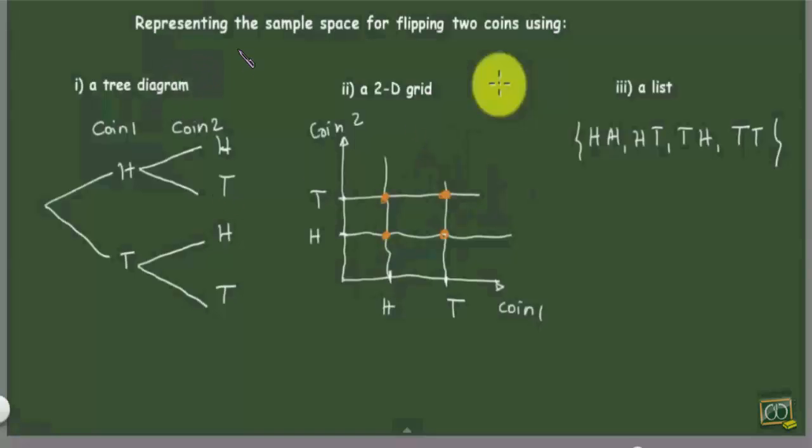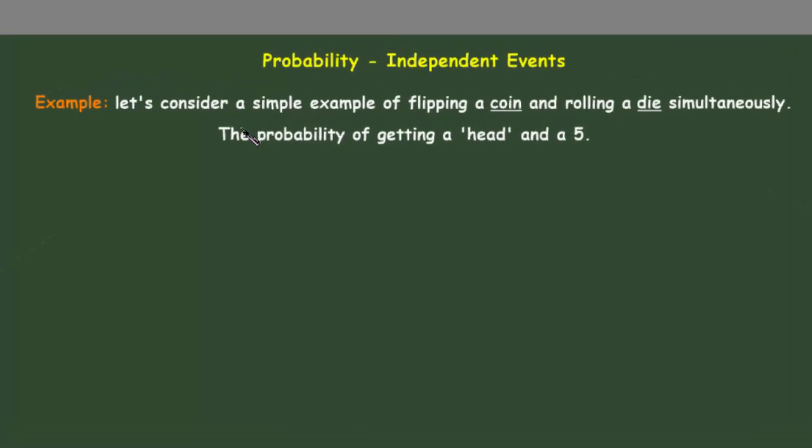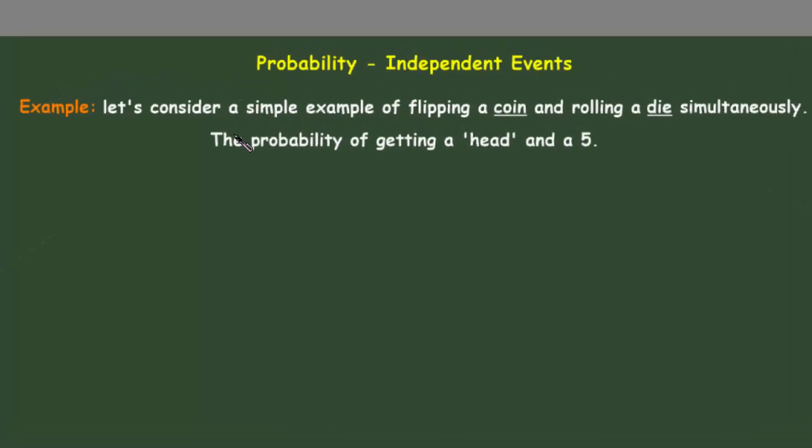In a previous video we saw how to use a tree diagram, a two-dimensional grid, and a list to represent the sample space for flipping two coins. Now we're going to continue doing the same thing with these independent events, and remember those representations help us to find answers to certain probability problems. We have a simple example here of flipping a coin and rolling a die simultaneously. What we want to do here is to find the probability of getting a head and a 5.